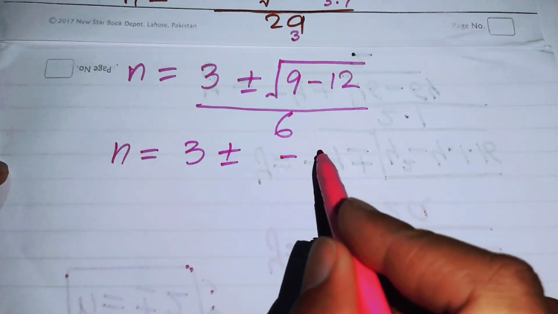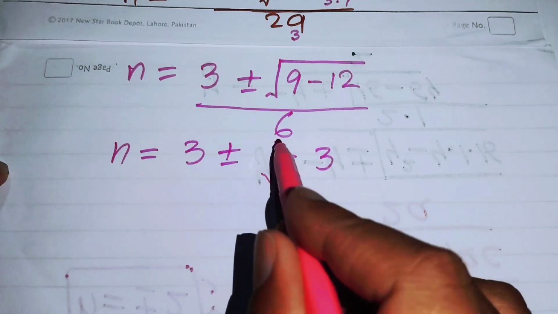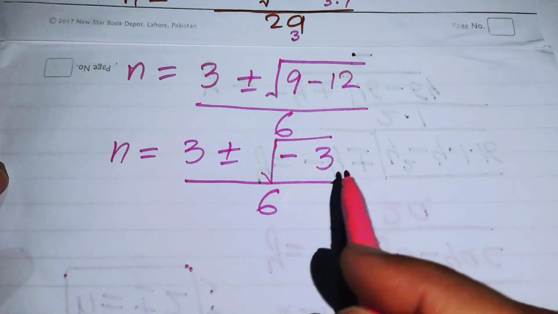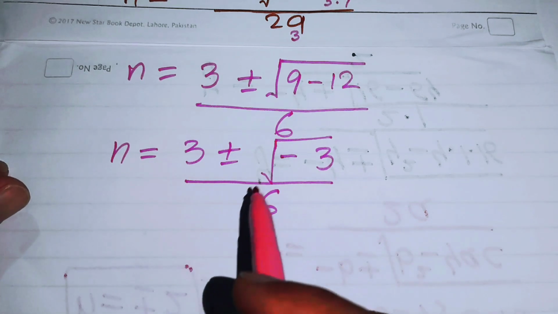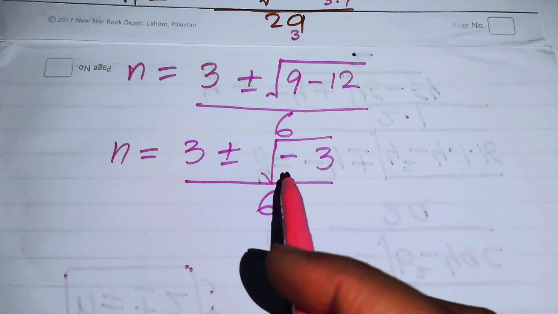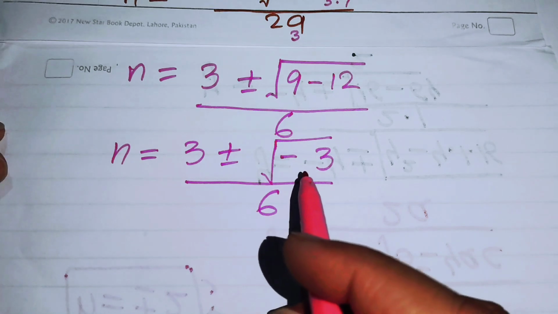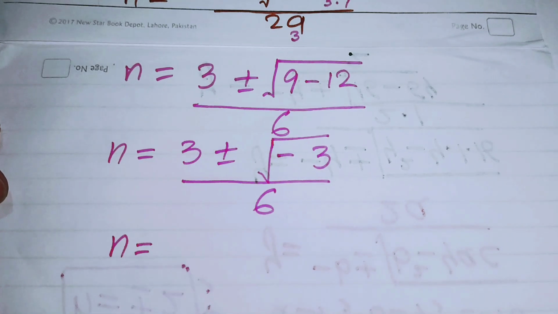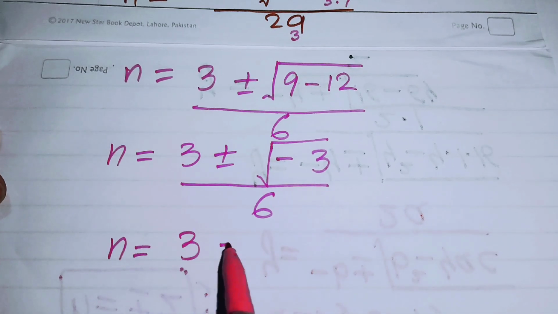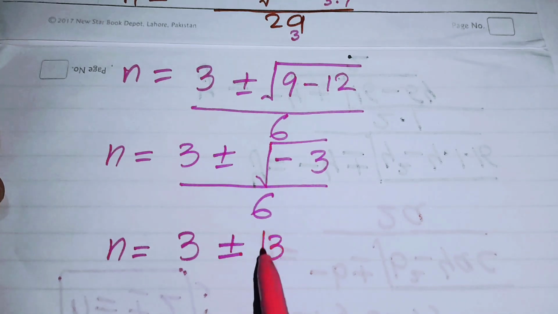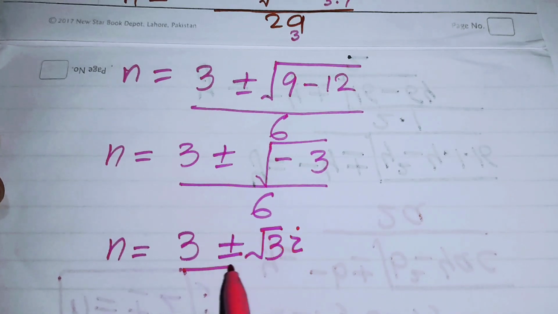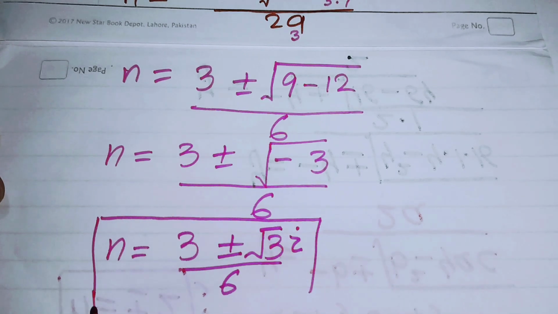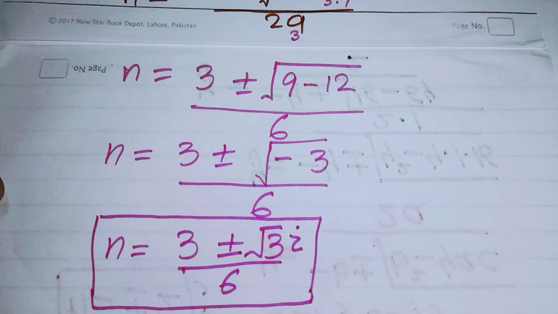minus 12, which equals minus 3, over 6. You know that the square root of a negative term equals iota, so here we obtain that the two complex roots are 3 plus or minus square root of 3 iota, and this whole over 6. So these are the first two complex roots of the given equation.